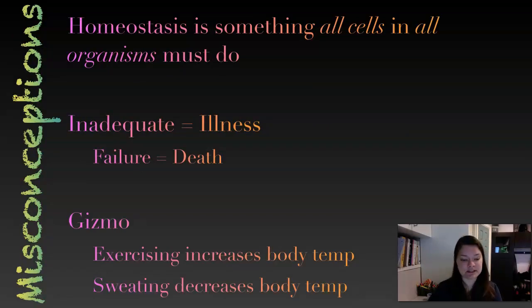Okay, some misconceptions that I've seen about homeostasis. Remember that all different conditions, things like pH, temperature, and solute concentrations, have to be consistent in all cells. All organisms must do it, and they might have different set points, but it's a must. And a lot of people had the question about what happens if an organism can't maintain homeostasis. That is the definition of death.